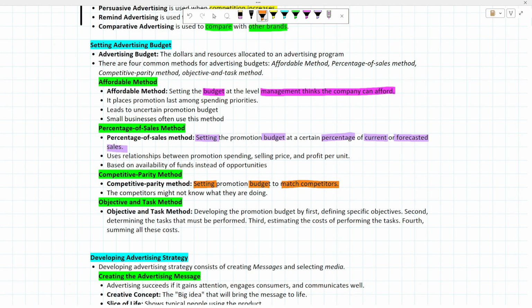So, the objective and task method. This is developing the promotion budget by first defining specific objectives. Second, determining the tasks that must be performed. And then third, estimating the cost of performing the tasks. Fourth is summing all the costs.